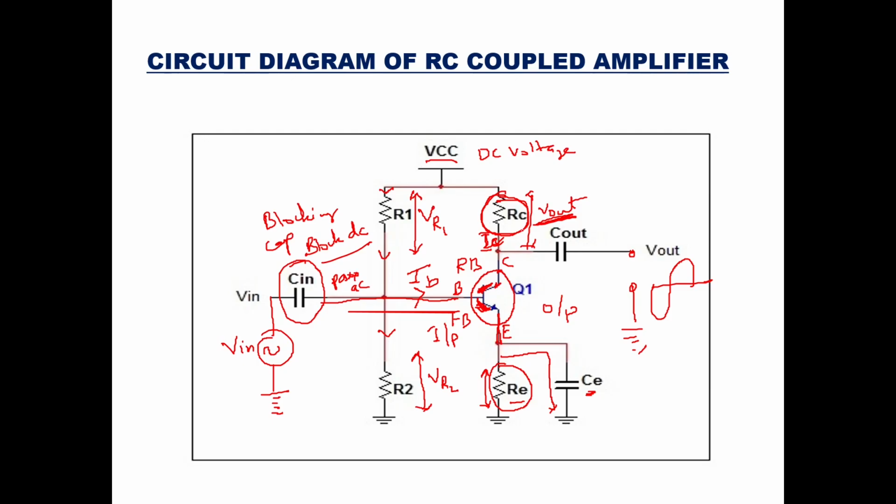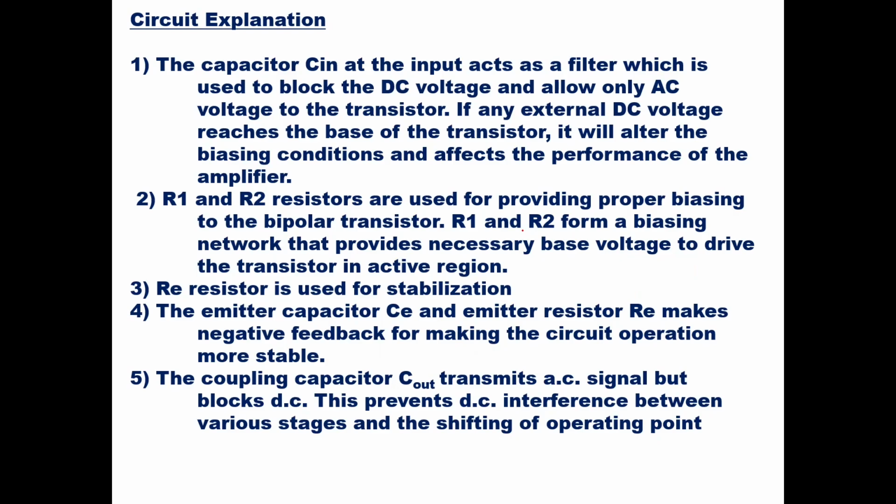Okay. So next we'll go to see the circuit explanation. Now same thing as I've told you in this circuit explanation. First one is a capacitor C in at the input acts as a filter which is used to block the DC voltage and allow only AC voltage to the transistor. If any external DC voltage reaches the base of the transistor, it will alter the biasing conditions and affects the performance of the amplifier. This is very true.